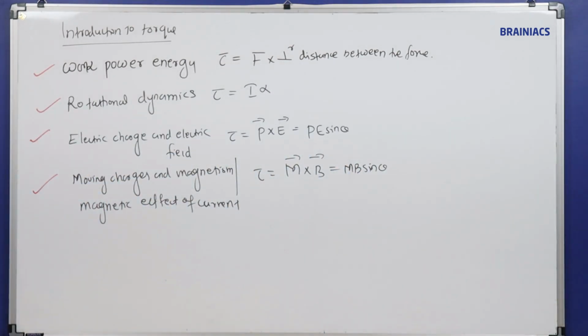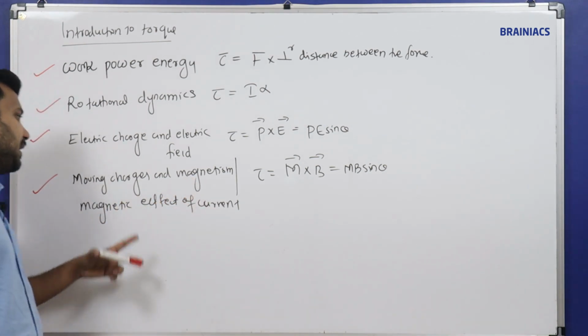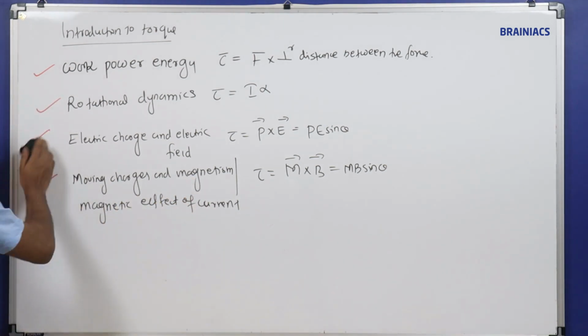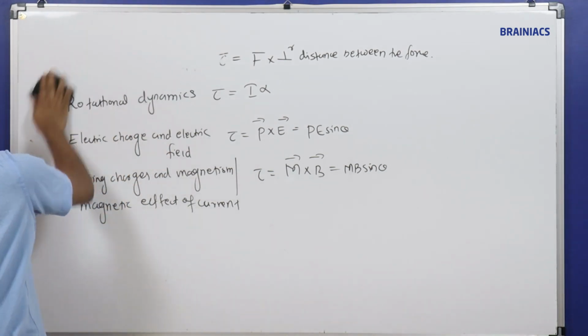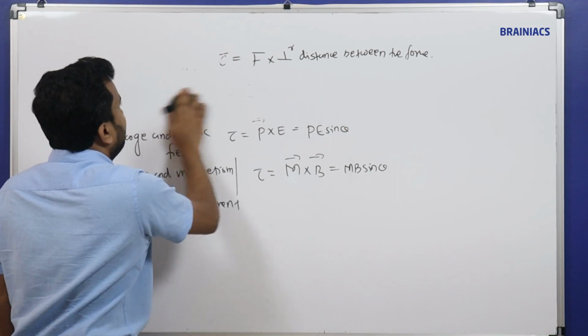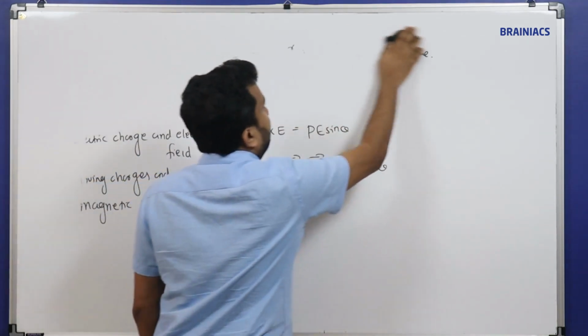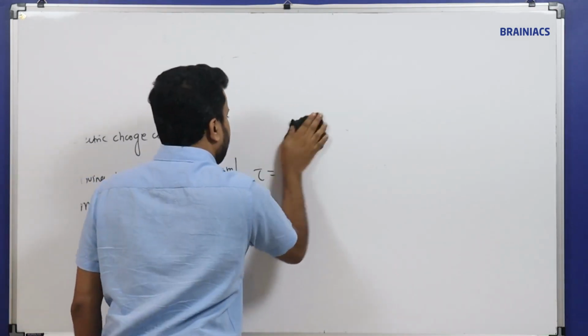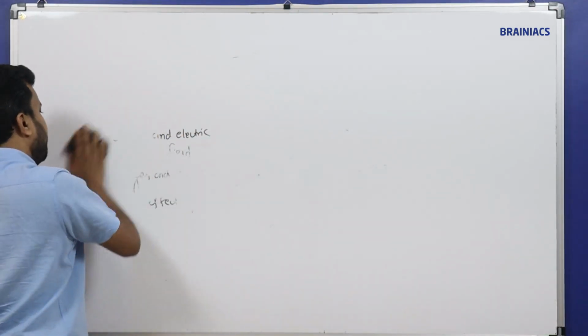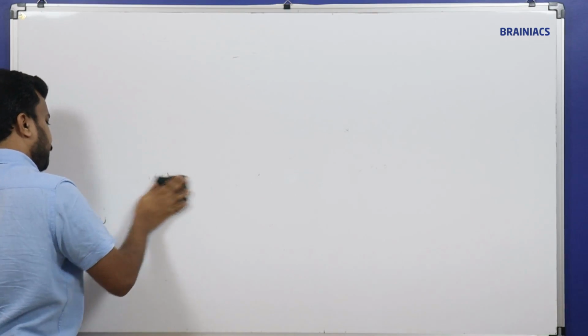Anyway, this will definitely come to your mind whenever you are writing or trying to solve some questions. So let's move on to the magnetic effect of current: torque is equal to M cross B. Let's see the detailed analysis of this, what is involved in magnetism and how we reach that equation. This is the context of today's discussion.